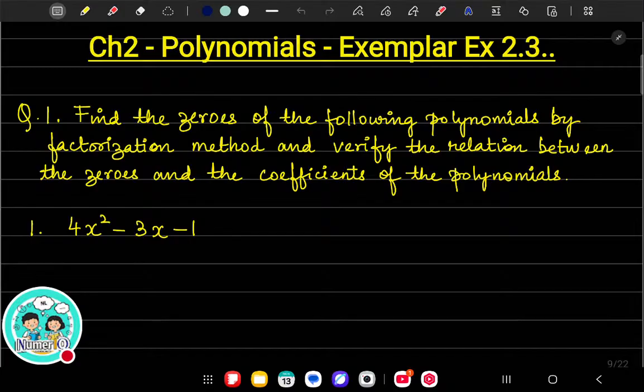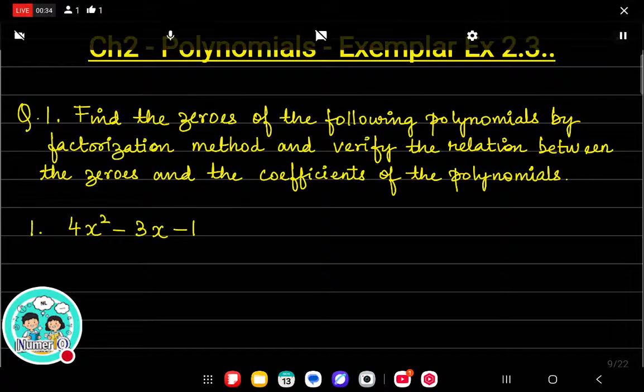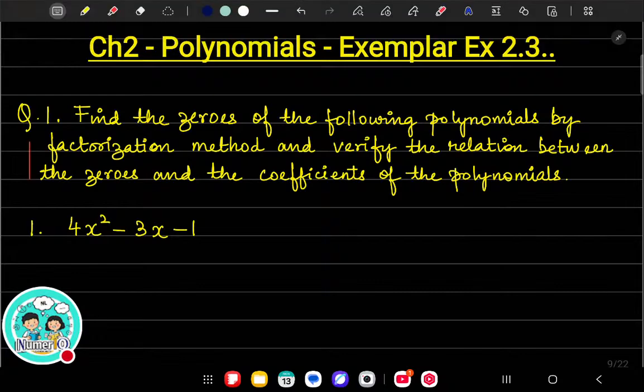Hi everyone, in this video we will be doing class 10th exemplar exercise 2.3. So this exercise is very important with respect to practicing on how to solve a given quadratic polynomial, right?